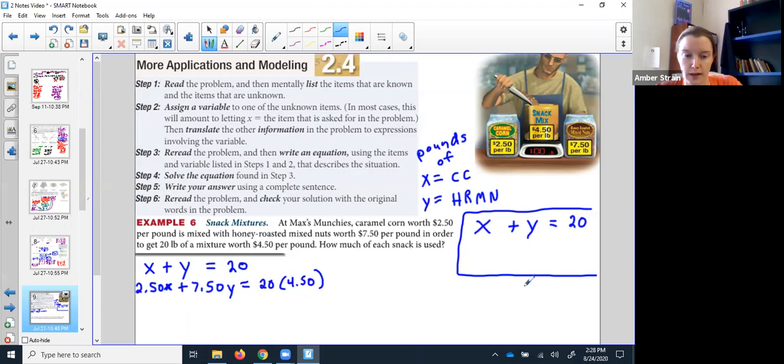So I've got that X plus Y is 20. I've got that, let's just shorten this to 2.5X plus 7.5Y equals 90, because 20 times 4.50 is 90. Now I can put that in that matrices form just like we practiced. Don't worry, it works with decimals just as well: 1, 1, 20; 2.5, 7.5, 90. Punch that in, do your math inner. Actually, you won't even have to do that. It'll be integers. Do your rref.